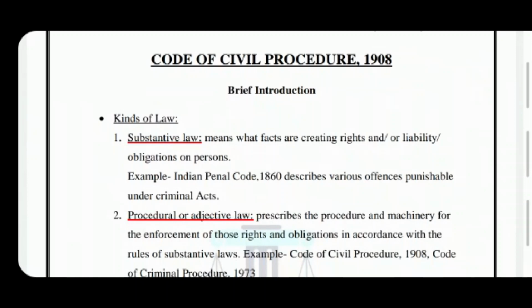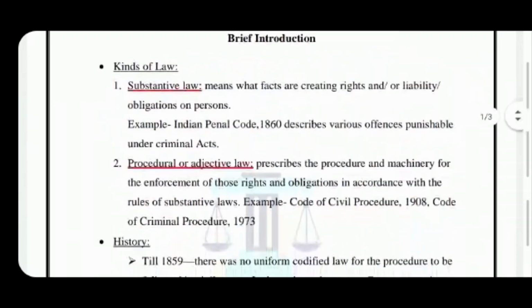And the second one is procedural law, which can also be called adjective law. It prescribes a procedure or the machinery for the enforcement of the rights or obligations which are provided to a person through substantive laws. For example, Code of Civil Procedure 1908, Code of Criminal Procedure 1973.